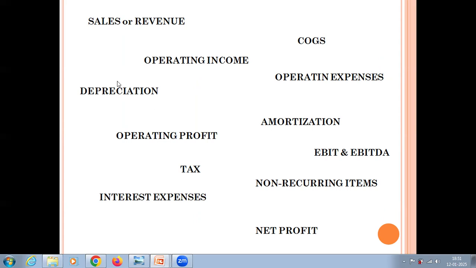Now sales, the first, sales or revenue or turnover, typically consists of both cash sales and credit sales. So for most of the companies, the majority of sales are conducted on credit, with a smaller portion that comes from your cash sales.